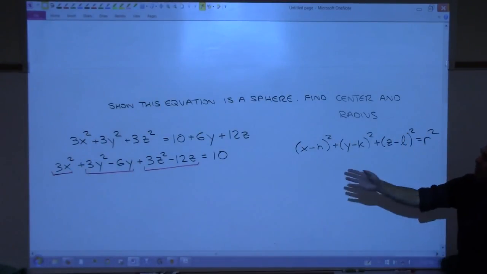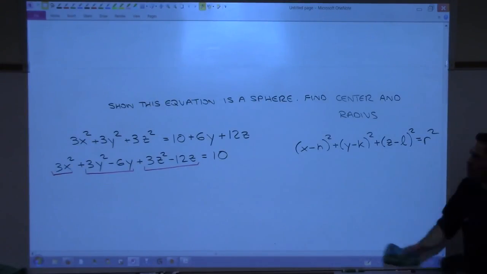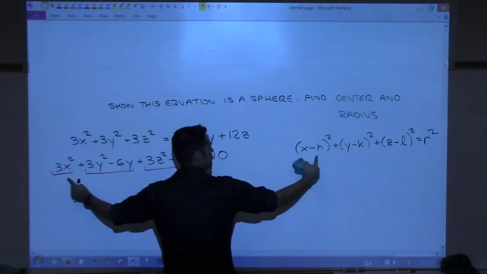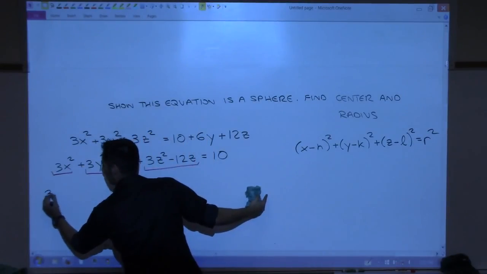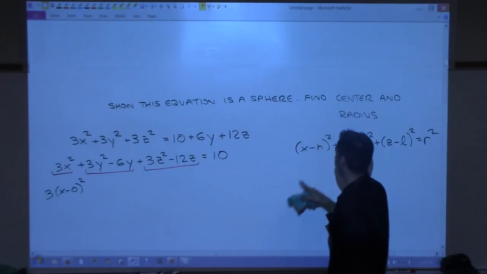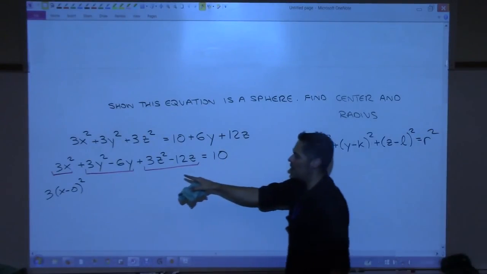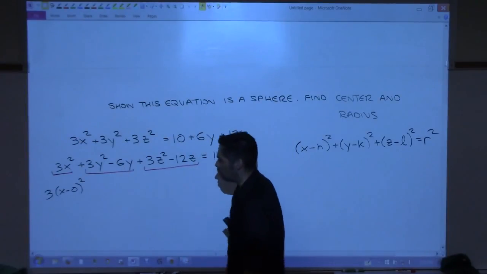Now, on the first one, the 3x squared, we actually don't have to complete the square, because this one already looks like, kind of, this. This is 3x minus 0 squared, isn't it? So that's already looking like I can somehow turn it into this. This one, though, I can't because of that negative 6y.